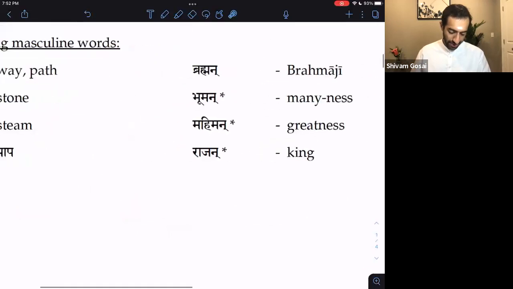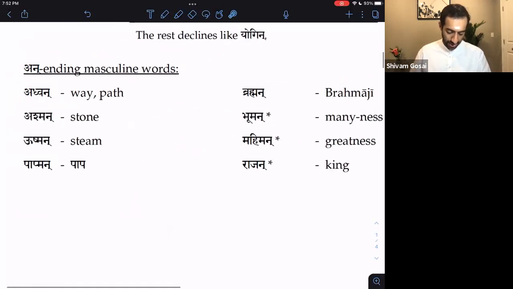Some other words that we see: advan is a path or a road or a way. Again, Brahman, this is Brahmaji, the creator. We always add the G at the end to denote that it's different than Satchidananda Brahma. Okay.